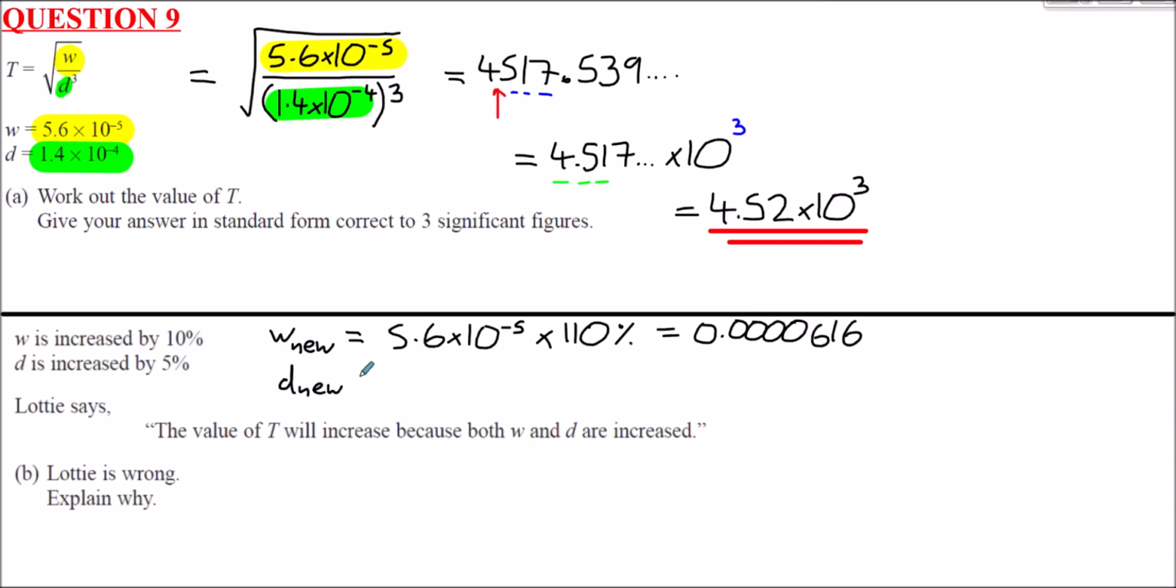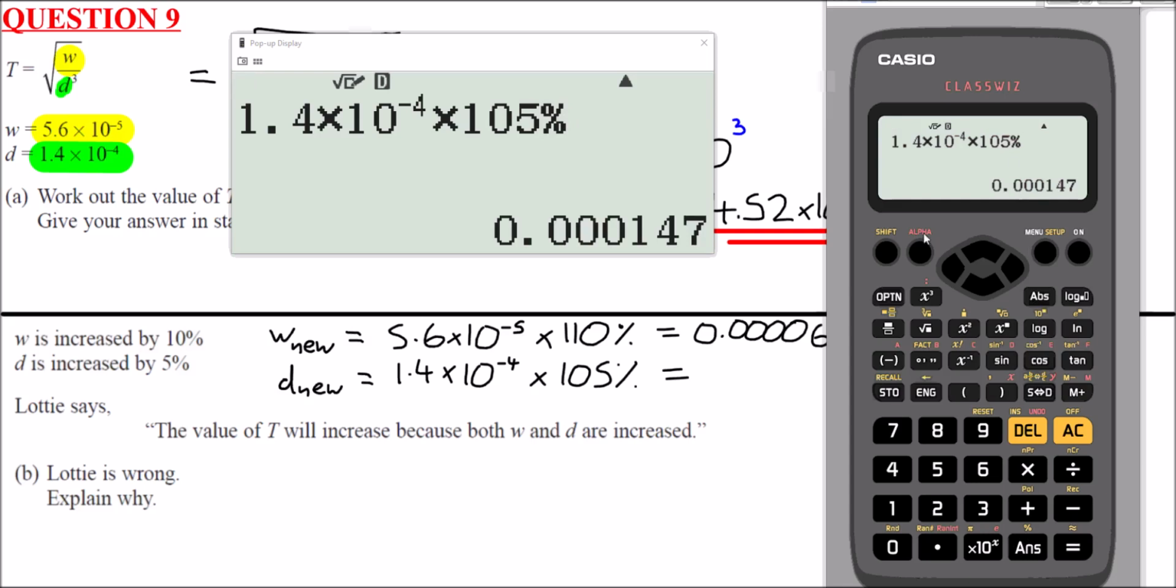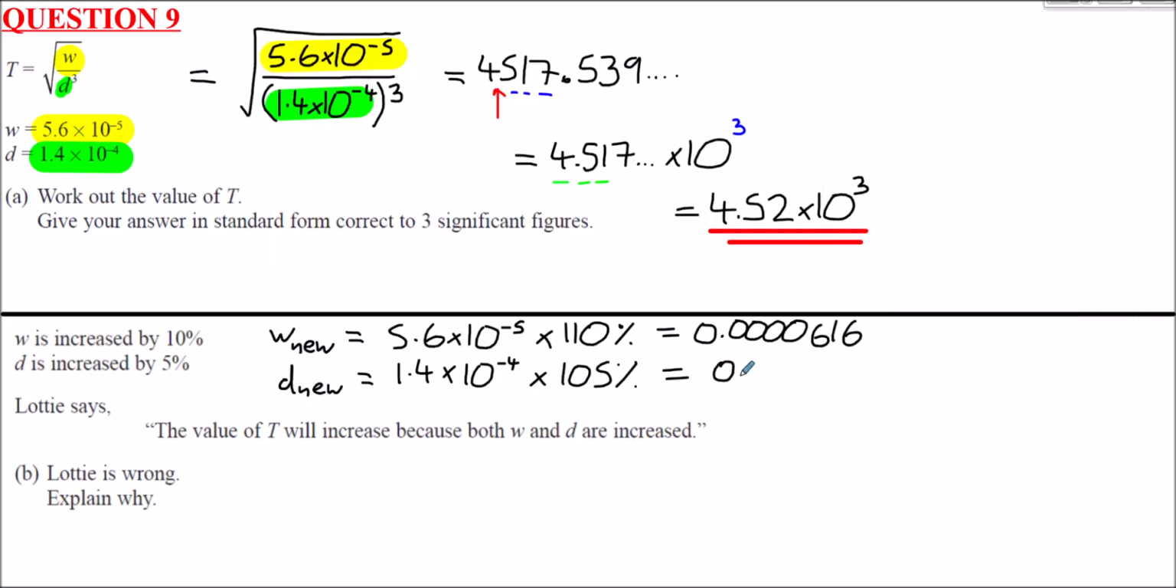Then do D new. So D new has been increased by 5%. So I'm going to add on an extra 5% to its original 100%. It used to be 1.4 times 10 to the minus 4. If I now multiply that by 105% of its original self, I'll get the new value for D. So 1.4 times 10 to the power minus 4 times 105 shift percent. Press equals, I get 0.000147.